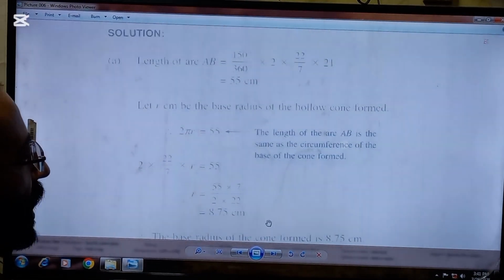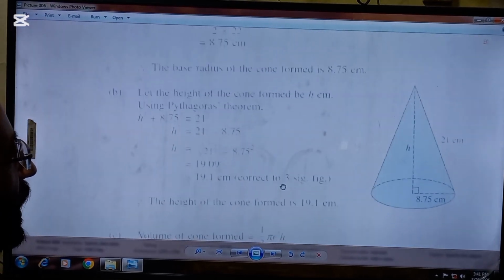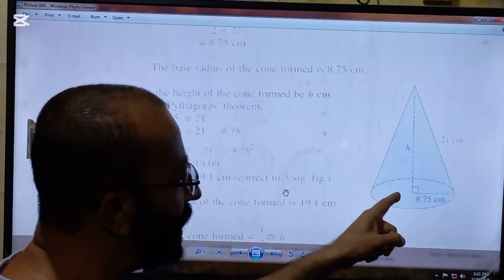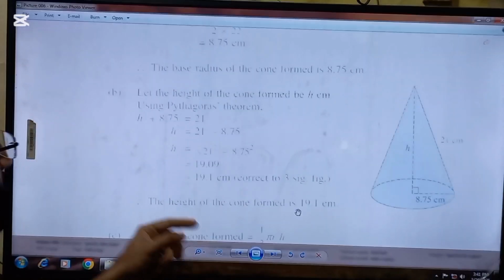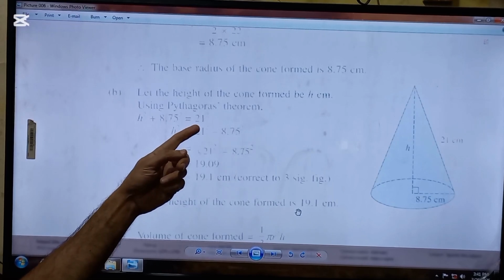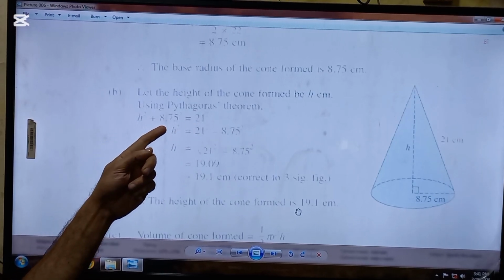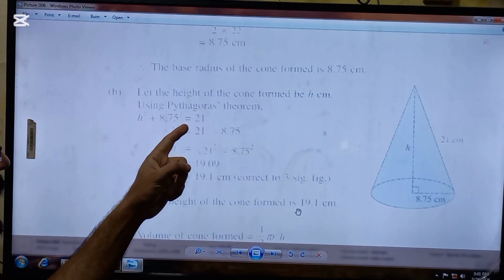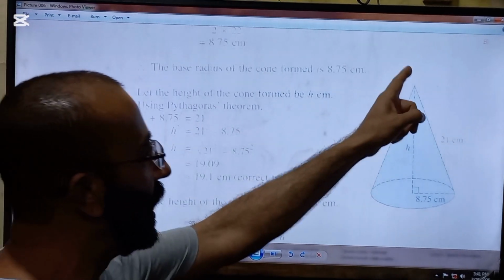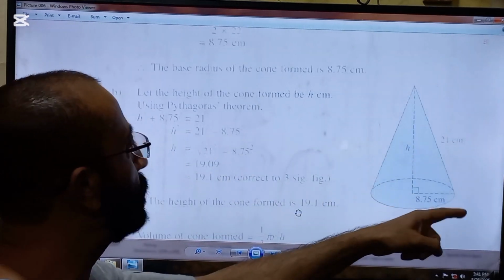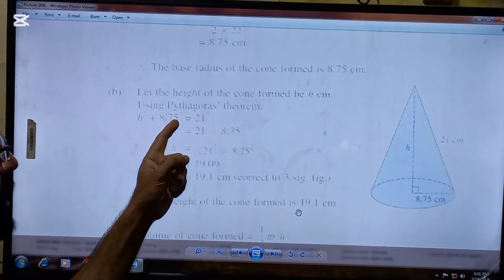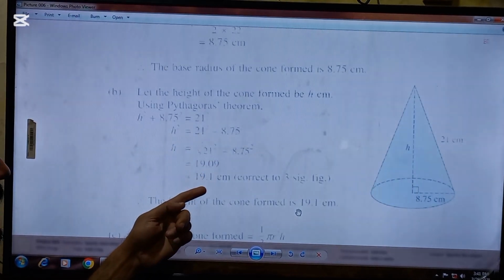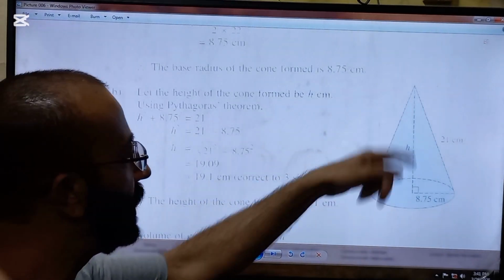Okay, beta, again you will apply the Pythagoras theorem, because again this is a right angle triangle. Height is missing, one side is missing, base and hypotenuse are given now. So formula is hypotenuse square is equal to perpendicular square plus base square. Hypotenuse is 21, that is 21 square is equal to perpendicular square, that is a square, plus base square will be equal to 8.75 square. Again at this step you will use the calculator, and answer will become 19.1 centimeter. This is the height of the cone.